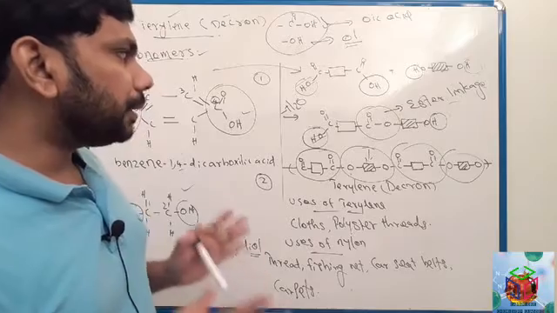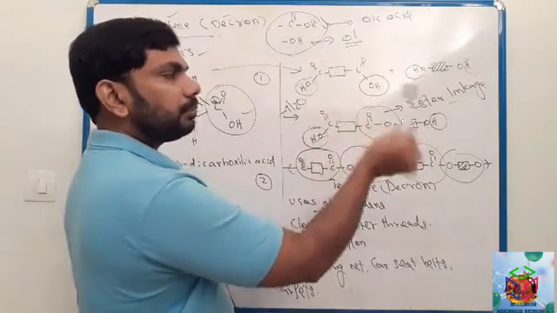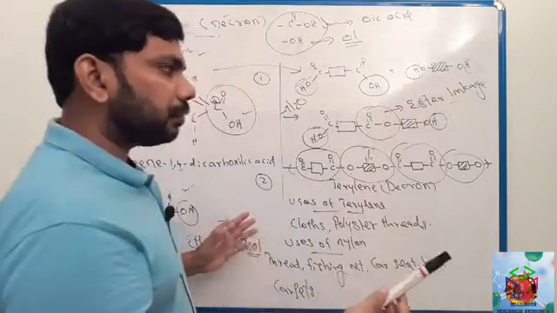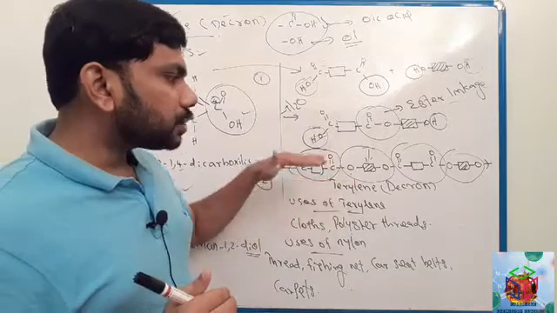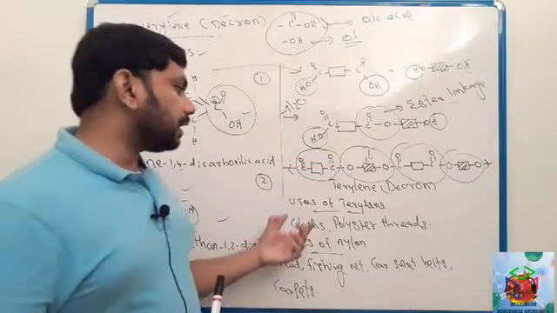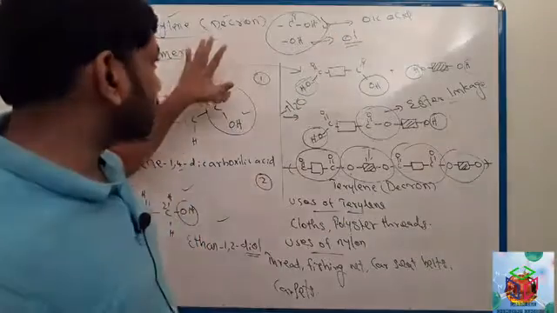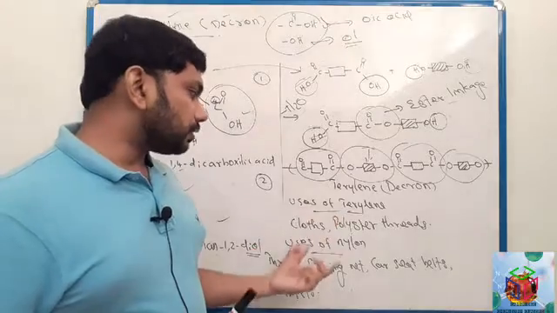Many units join to form this type of structure. Remember, when many units join together, this OH and OH will be removed, and from here hydrogen and hydrogen will be removed. The rest of the parts will add together and it will be terylene or Dacron. Clear? Next, we have to understand the different uses of terylene. Terylene is used to make clothes and polyester thread.